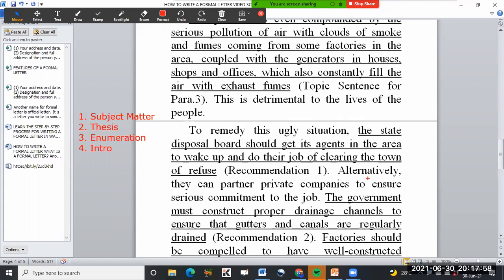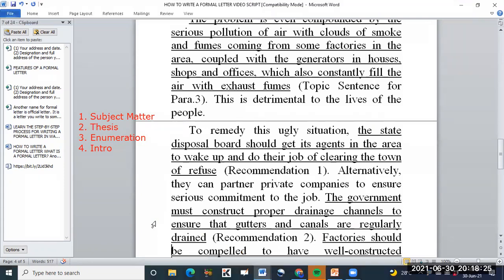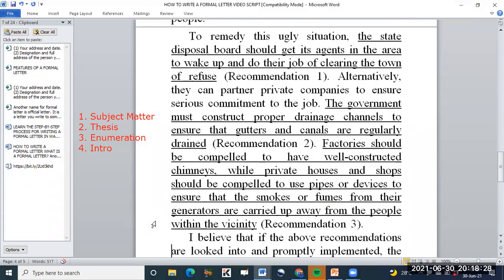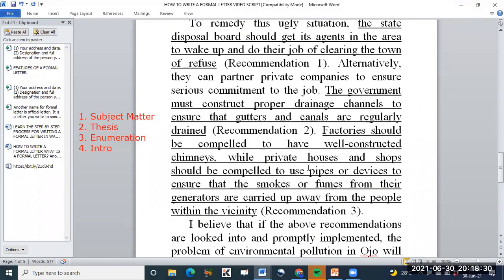Then you say, alternatively, they can partner with private companies to ensure serious commitment to the job. Then the second point, the government must construct proper drainage channels to ensure that gutters and canals are regularly drained. You see, this is the second recommendation, which is a solution to the second factor or the second cause of the pollution. All right, so moving forward, we look at the third recommendation, which is a solution to the third factor responsible for the pollution.